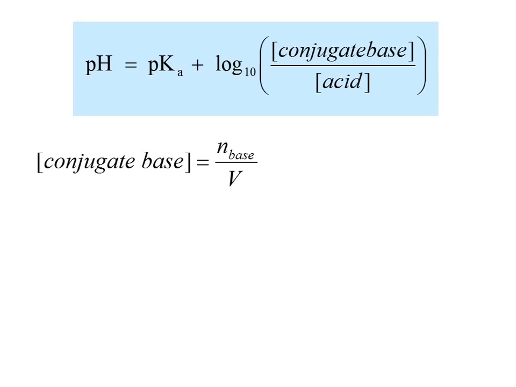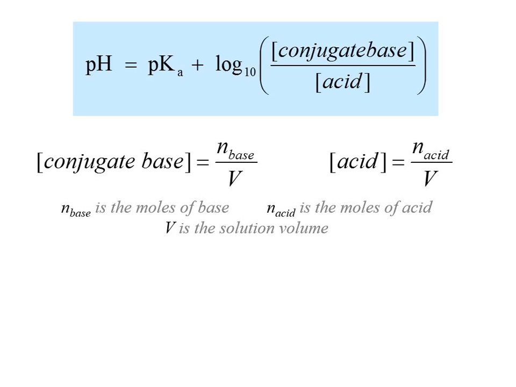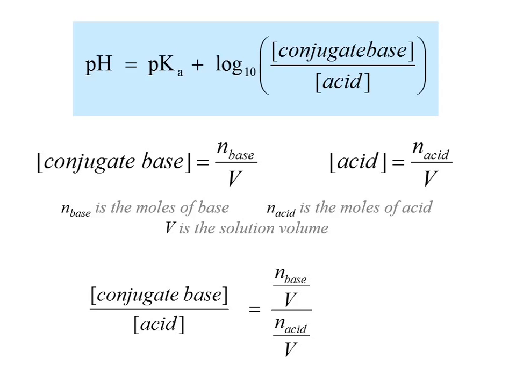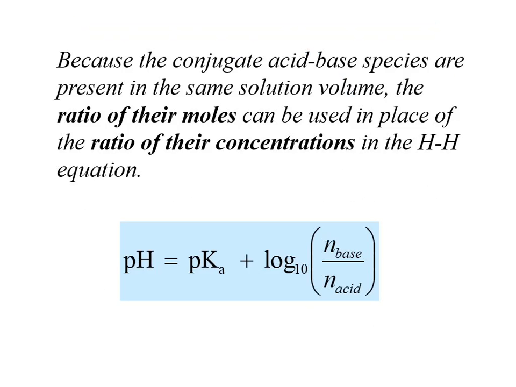I'm going to show you another form of the HH equation. And in order to do that, let's look at the molar concentration of your acid and base. Of course, molar concentration is moles per volume. So we have moles per volume of your base, moles per volume of your acid. But they're the same volume. So we could substitute in the molar concentration of your base, moles of base per volume, and molar concentration of acid, moles of acid per volume. And of course, the volumes are going to cancel. So we get this other nice little version of the HH equation, and it looks like this.